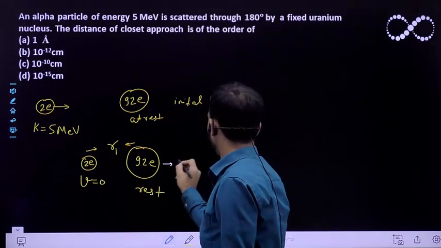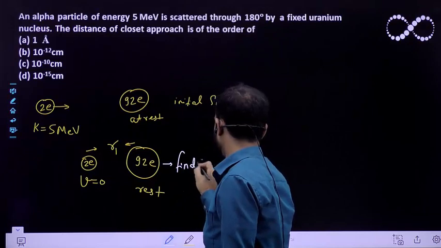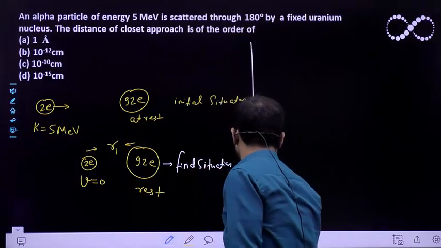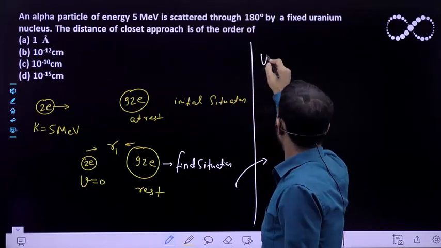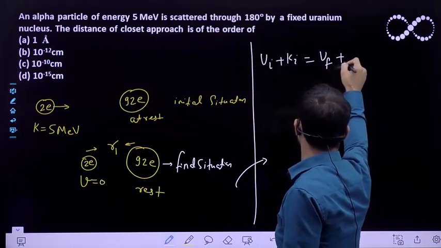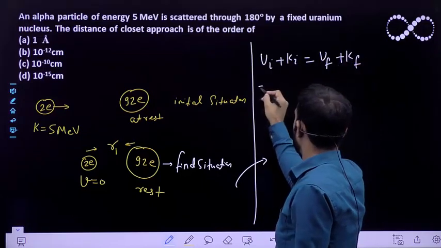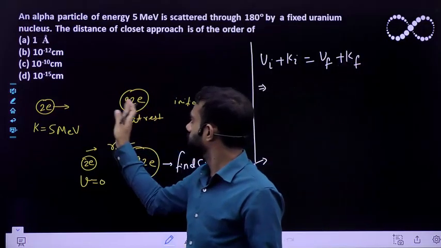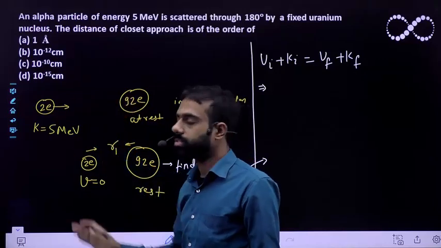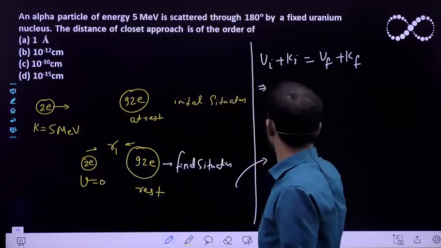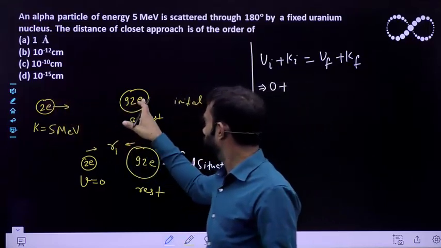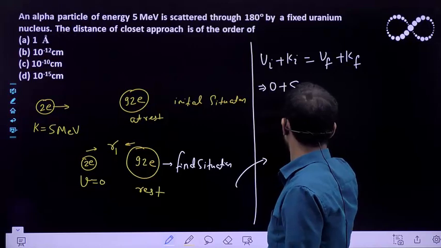So this is the final. U initial plus K initial must be equal to U final plus K final. U initial, since you can assume that the distance between them is very large, there is no interaction energy here. So U initial is 0. The kinetic energy only will be there on the alpha particle because the uranium is at rest. So that will be 5 mega electron volt.